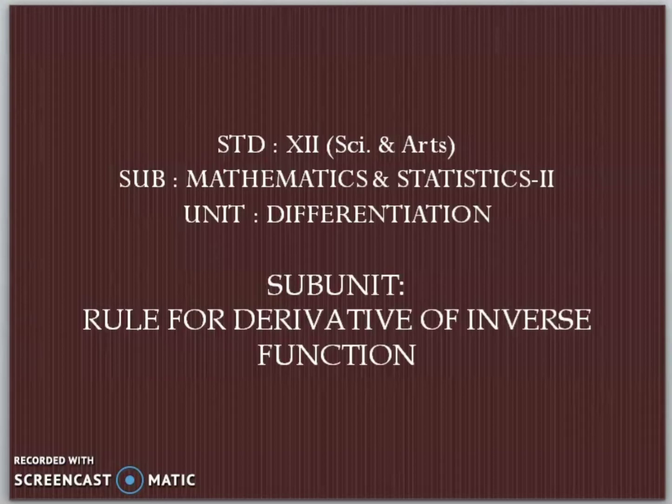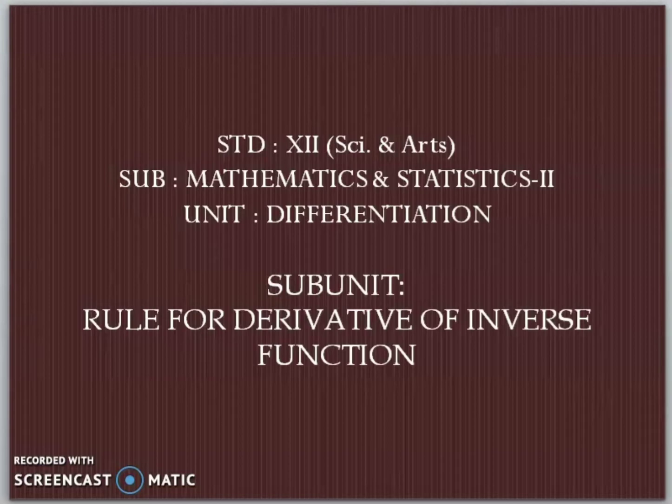Friends, you must be remembering that in 11th standard we have already studied the rule for derivative of a sum, difference, product and quotient. Those four rules have been studied in 11th standard. And this year, in 12th standard, we have already completed the rule for derivative of a composite function, which is called chain rule also.